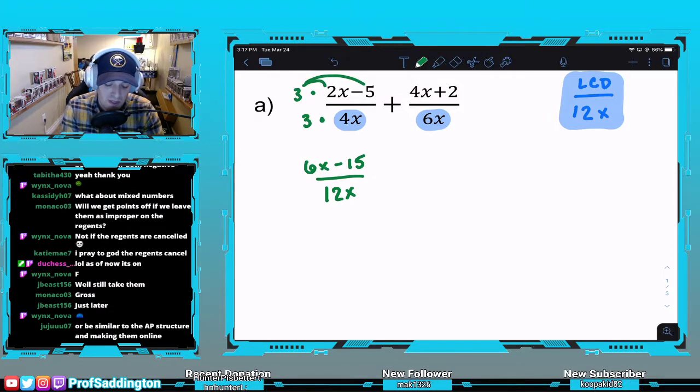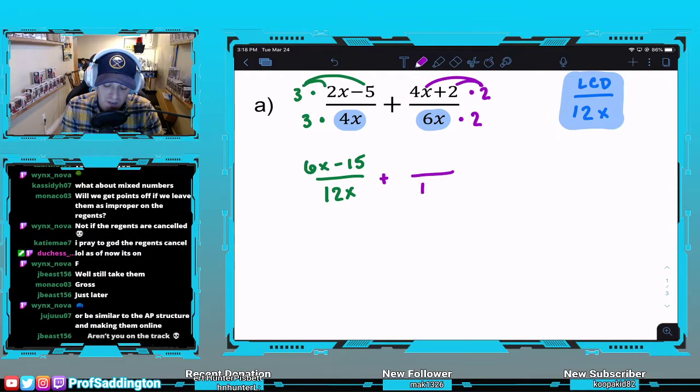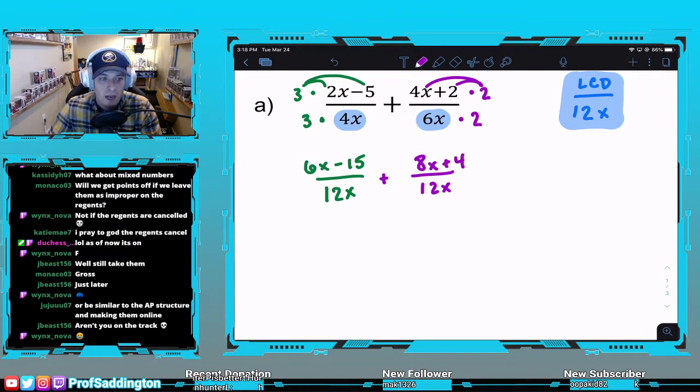Now we got to go do the second one. And if we do the second one, it looks like 6x would have to be multiplied by 2. And again, whatever you do to the bottom, you got to do to the top. So I have to take that 2 and distribute it into both of those terms. So again, we'll have the 12x on the bottom. But on the top, we're going to have 8x plus 4. Now, all the same rules apply as we just did up top. So the bottom stays exactly the same.